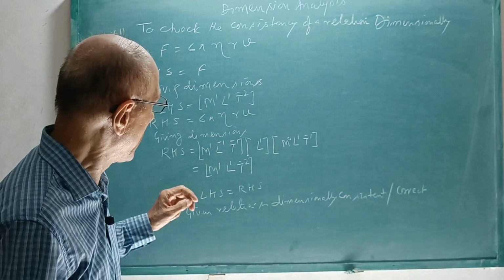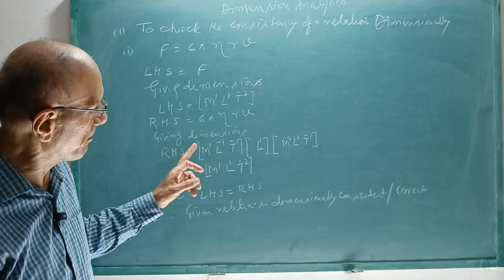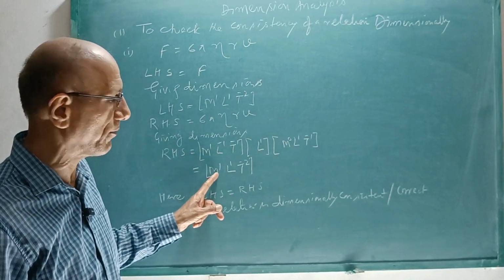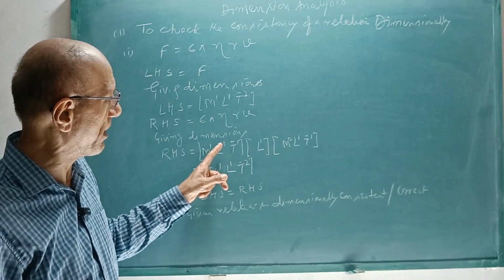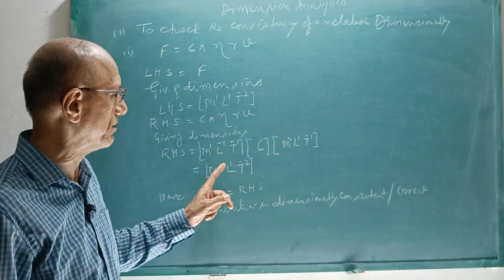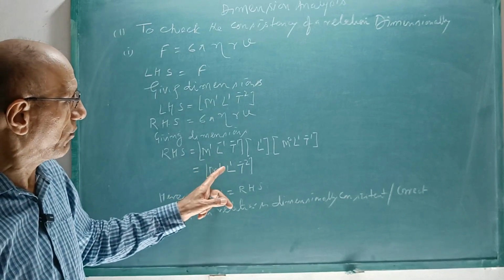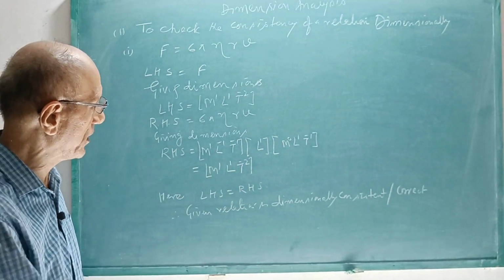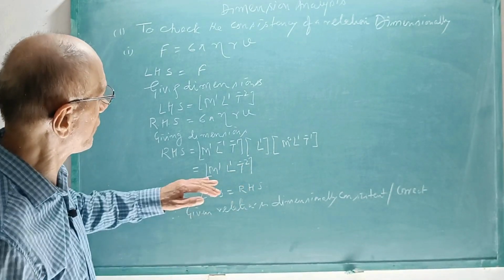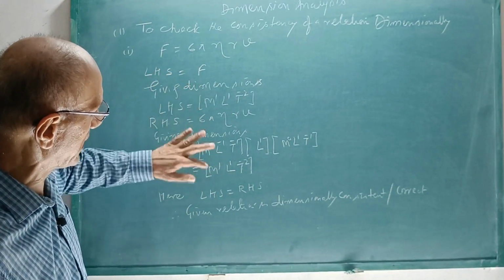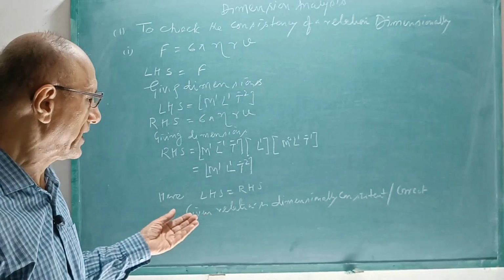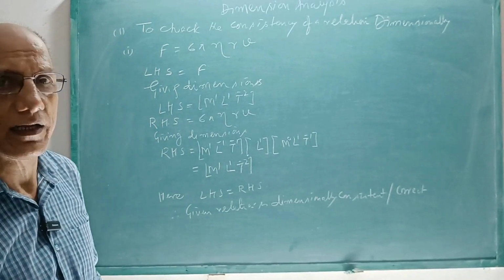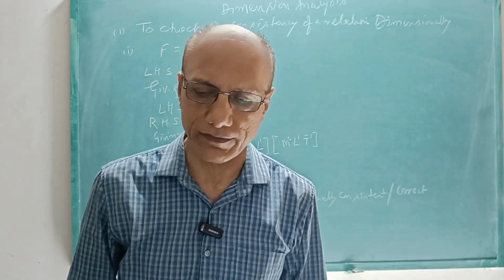Now according to the law of indices, the powers are added when they are multiplied. So M is power 1 plus 0, that will be M power 1. Then here it is L power minus 1 plus 1 plus 1, that becomes plus 1 only, L1. And T is power minus 1 and minus 1, that is T power minus 2. Therefore, it is M1 L1 T minus 2. Here we see the LHS and the RHS are the same. Therefore, LHS is equal to RHS, and hence the given relation is dimensionally consistent, or correct.